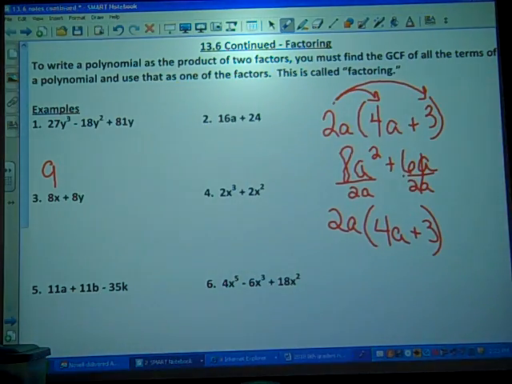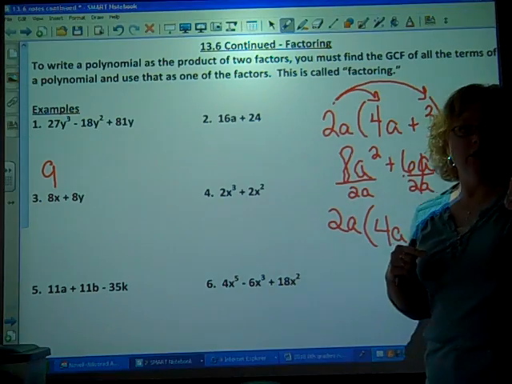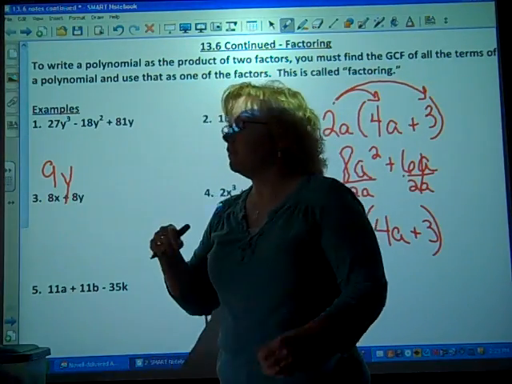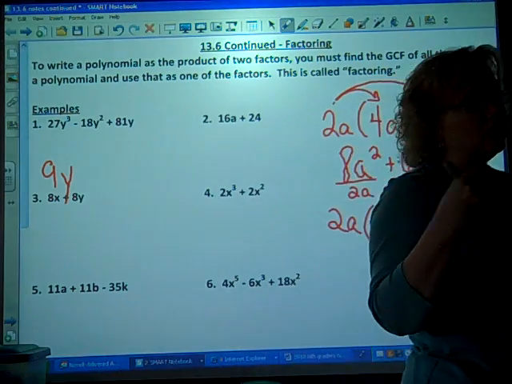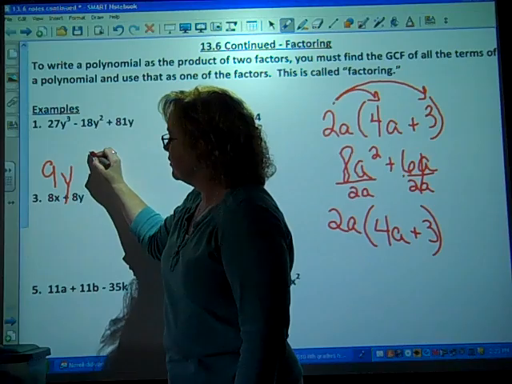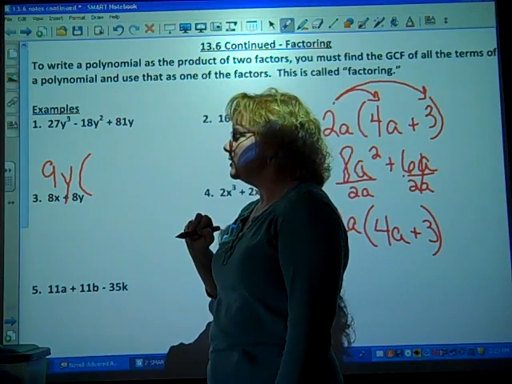Then I have y to the third, y to the second, and y. What's the most amount of y's that I could pull out of each of those terms? 1. 1y. So that's going to come on the outside here. Okay, that's your GCF. That's how you determine what you're dividing by. So now I'm going to take that and it's going to go on the outside of my parentheses.